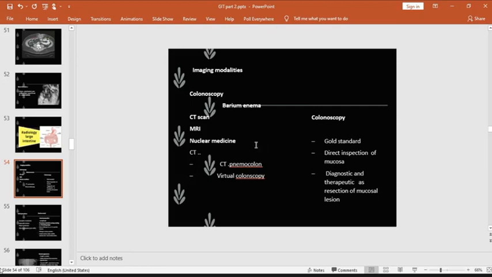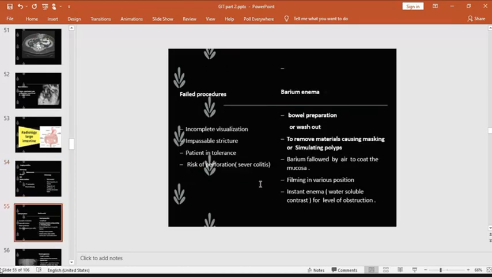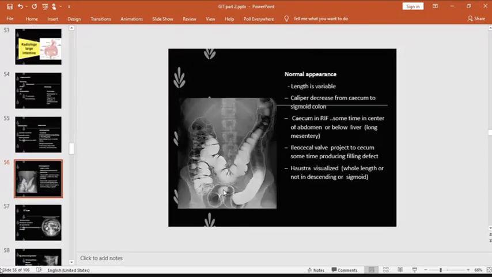If we cannot do colonoscopy, then imaging by CT scan and MRI, nuclear, CT you have to type pneumocolon and virtual colonoscopy. Barium enema needs preparation to empty the bowel, to remove material that is masking or simulating polyps, and air to cover the mucosa, with filming at various times and positions to image the whole bowel. Barium is used when colonoscopy cannot be done: incomplete visualization, impassable stricture, patient intolerance, and in cases of risk of perforation, we cannot do colonoscopy.